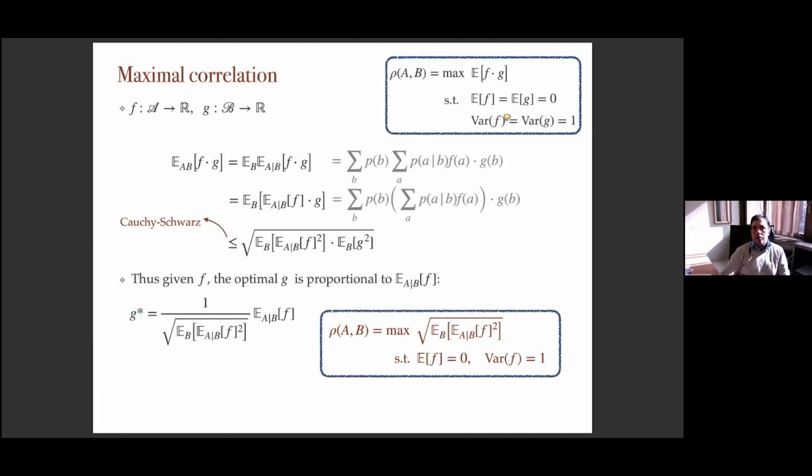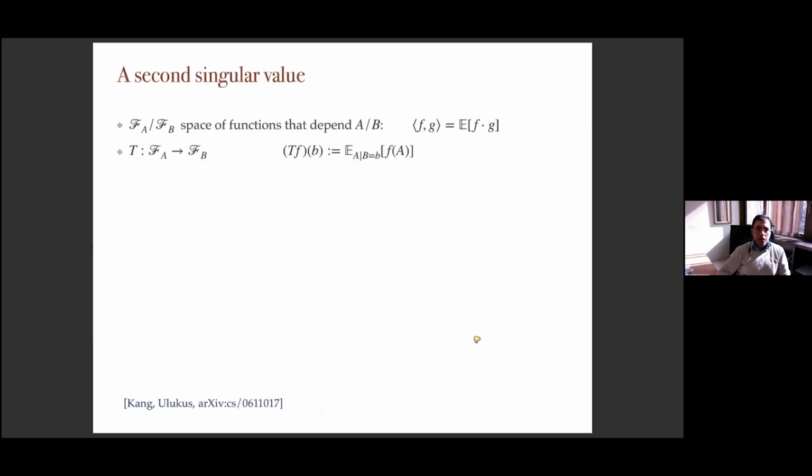So I can rewrite this optimization problem in terms of a single function F. Now, as I said in the previous slide, this conditional expectation operator is something important, so let me give it a notation. Here, by calligraphic F of A, I mean the space of functions of A, and by calligraphic F of B, I mean the space of functions of B.